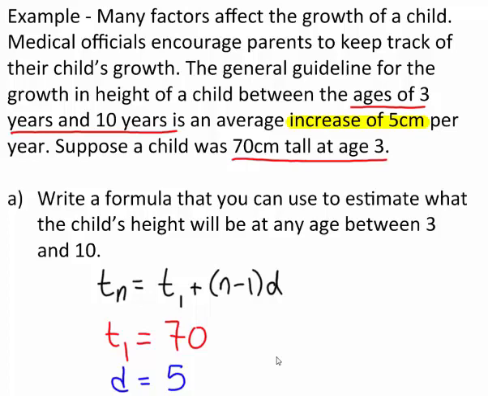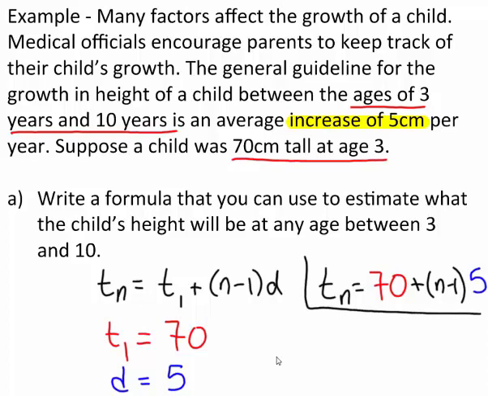And then my general formula, I'm going to fill in T1 and D. So any term that I want, I'm going to start with my T1, which is 70. And then I'm going to use that in the formula, add on n minus 1 times the common difference of 5. Now let's use this general formula, which will apply for any question that has to do with this child's growth chart, to answer a specific question.